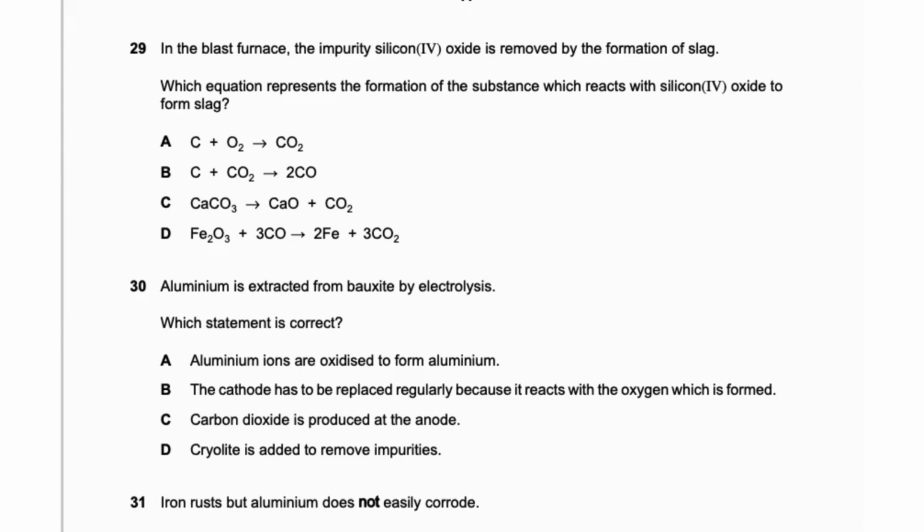29. In the blast furnace, the impurity silicon oxide is removed by the formation of slag. Which equation represents the formation of the substance which reacts with silicon oxide to form slag? C plus O2 gives CO2, carbon dioxide doesn't react. C plus CO2 gives CO, it doesn't react. CaCO3 is heated to decompose into CaO and CO2. CaO reacts with SiO2 to form CaSiO3, that is slag. So this is the right answer. So all these are wrong.